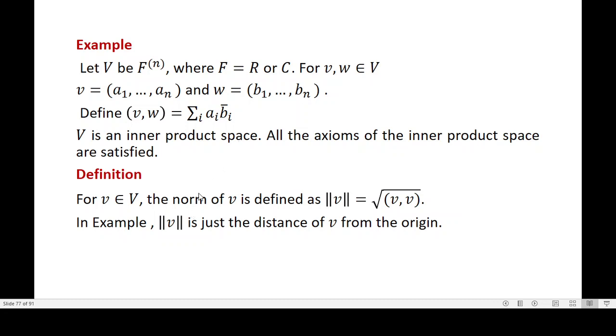Now let us define norm of the vector. Suppose v is a vector, the norm of v is defined as square root of inner product of v with itself. Okay, that is denoted by the symbol norm v. So norm v is equal to square root of inner product of v comma v. For example, in this example, norm v is just the distance of v from the origin, isn't it?